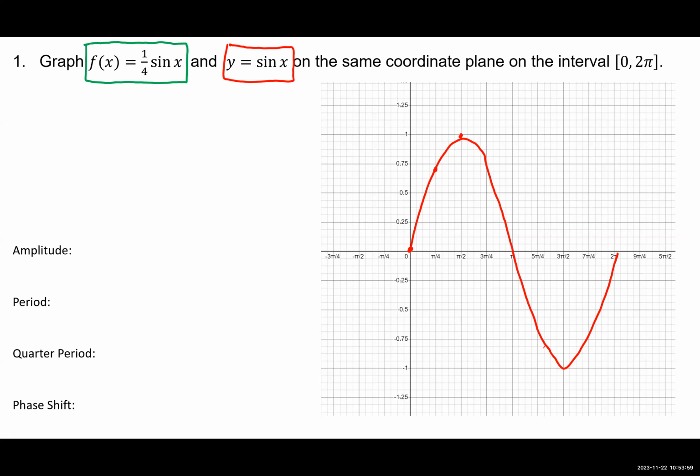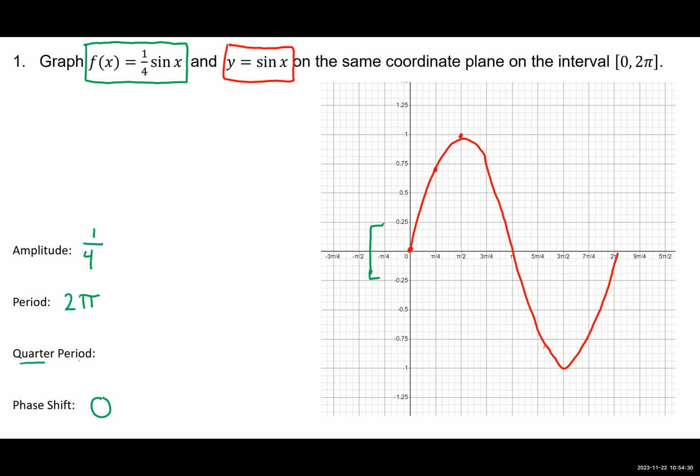Right, so it looks like there is a change in amplitude. Amplitude is the height of the graph. Right? So instead of going from -1 on the bottom to 1 on the top, this graph is only going to be stuck in here from -1/4 to +1/4. There's no change in the period. The period is 2 pi. Right? There's no change in the phase shift, so the phase shift is 0.